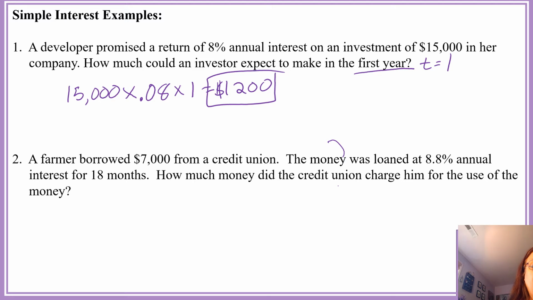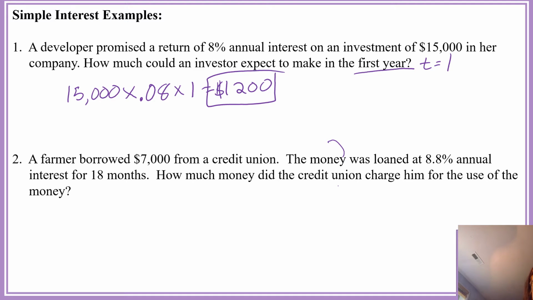A farmer borrowed $7,000 from a credit union. The money was loaned at 8.8% annual interest for 18 months. How much money did the credit union charge him for the use of the money?